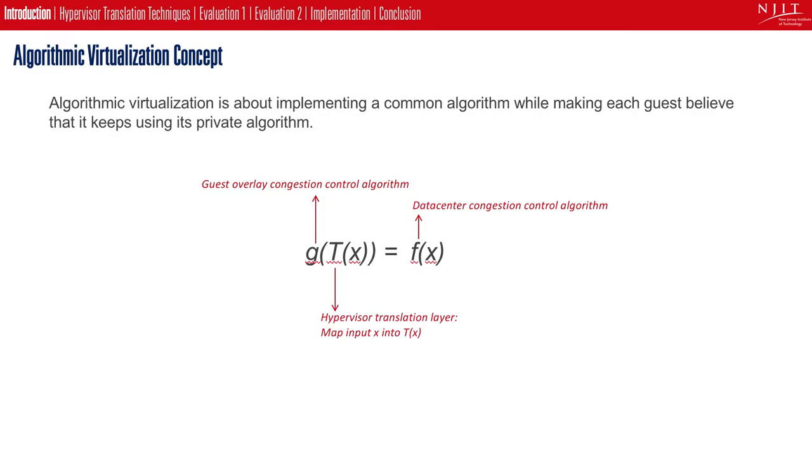X is an input sequence. F is the data center congestion control algorithm. So Fx is the target output we require. And G is the private guest overlay congestion control algorithm. The goal of our hypervisor translation layer T is to map input X into Tx. Then we can get our target output by applying Tx to algorithm G.